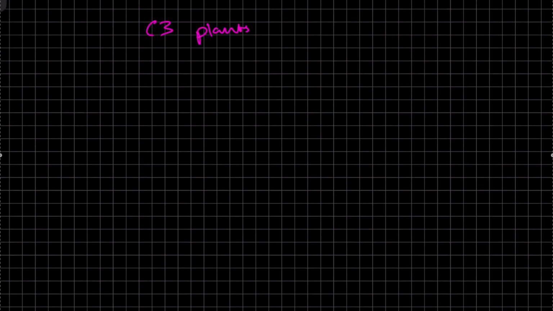So our C3 plants initiate our light-independent stage in the most simple way. As we discussed before, our C3 plants simply take in their carbon dioxide through what we call stomata. Our stomata are simply pores found on the leaves of plants that regulate gas exchange and water loss. So when our stomata are open, this allows for gas exchange to occur, meaning that carbon dioxide can enter the plant and O2 can leave the plant.